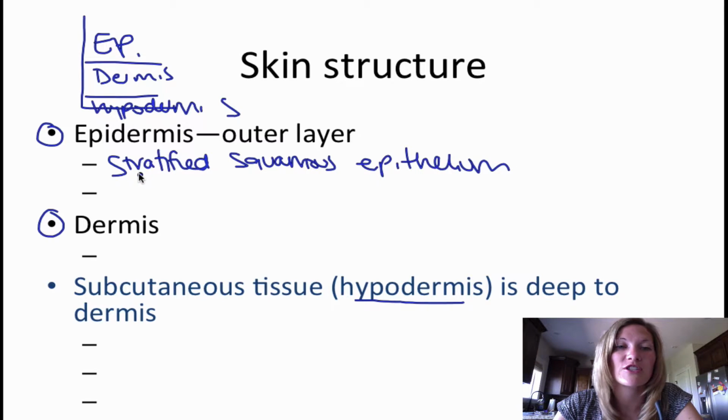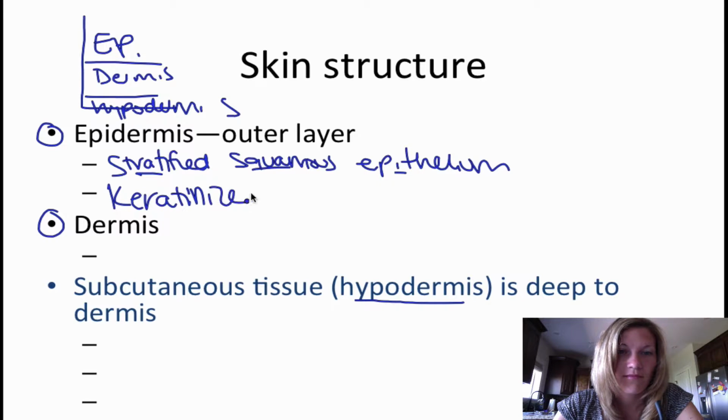Okay, so do you remember what stratified means? Good. I hope you said more than one layer, many layers. Squamous, flattened, and then epithelium. In addition, the epidermis is also keratinized. Do you remember what that was? Hopefully you're thinking that it's hardened by a protein. The protein is keratin. Then we have the dermis. The dermis is made up of what? Hopefully you're saying dense connective tissue.